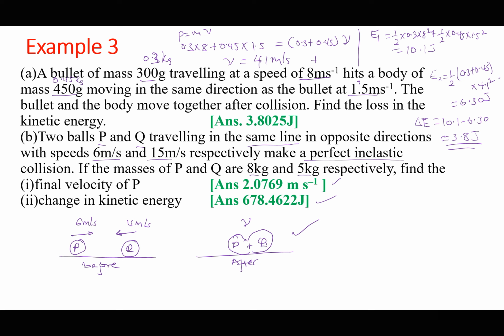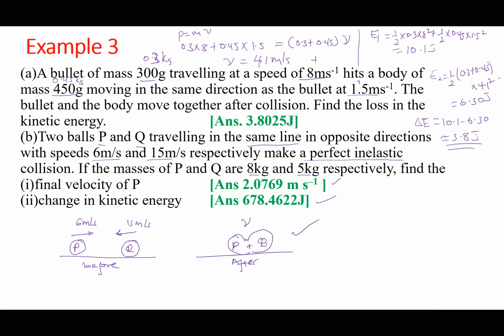Perfectly inelastic collision. If the masses of P and Q are 8 kilograms and 5 kilograms respectively, find the final velocity of P. Of course, the velocity is going to be the same because they're going to move as a common body if the collision is perfectly inelastic. So we expect them to stick together, and the velocity of P will be the same as the velocity of Q.